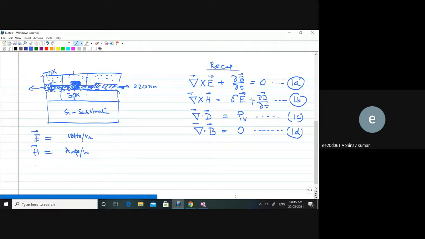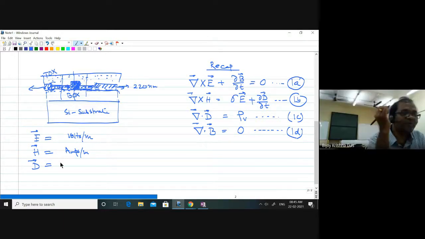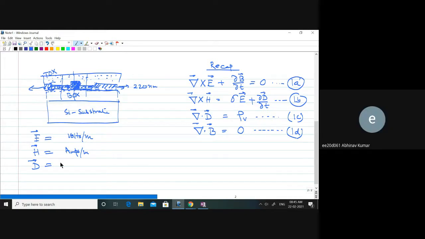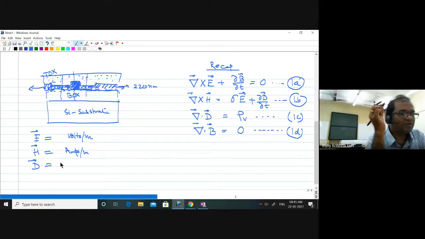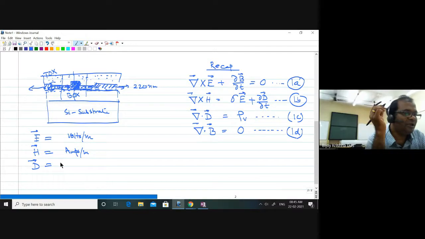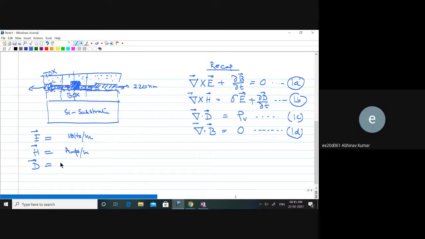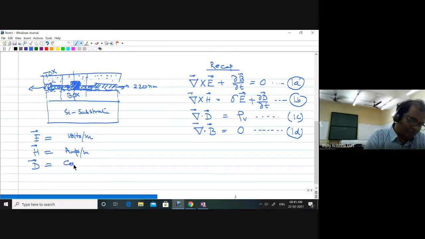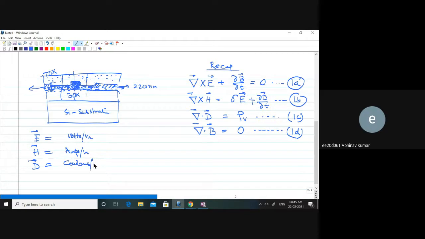And what about D? D is the displacement vector. What is the dimension of D? Volt per meter squared? Really? Anyone? Volt per meter only. That is E. So you mean to say the dimensions of E and D are the same? Coulomb per meter square. Yes, sir. Coulomb per meter square.